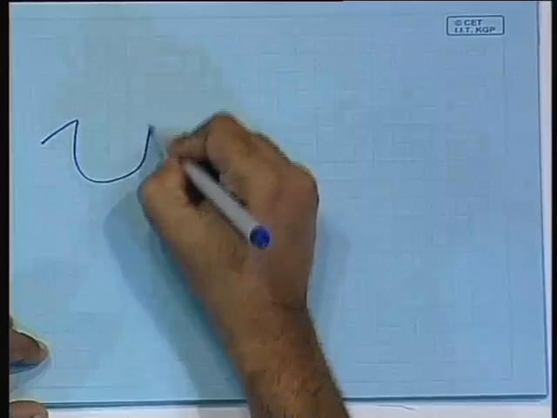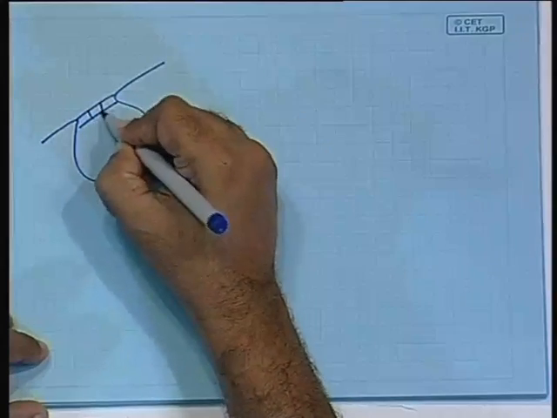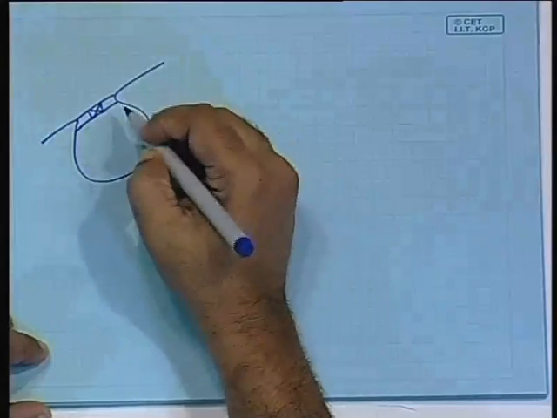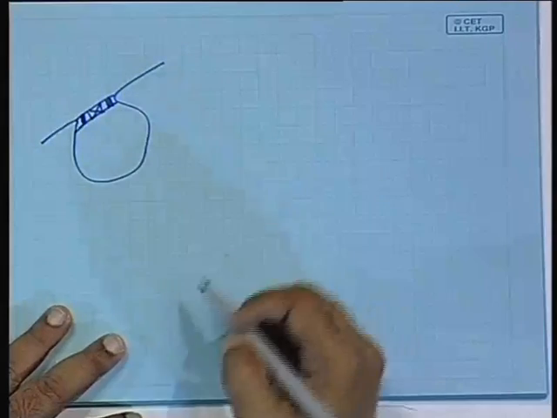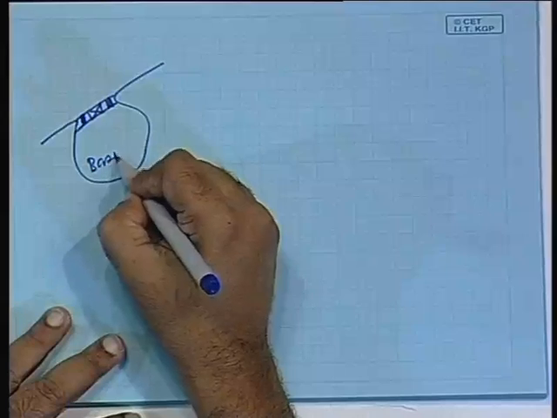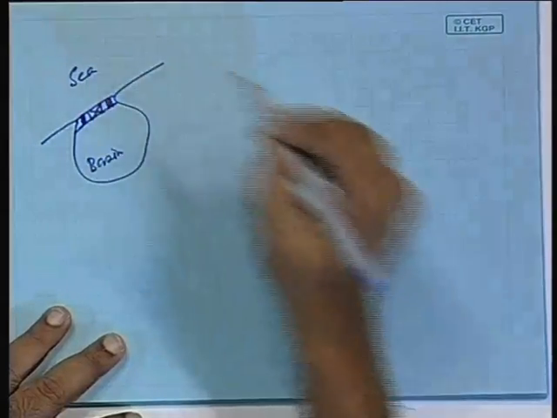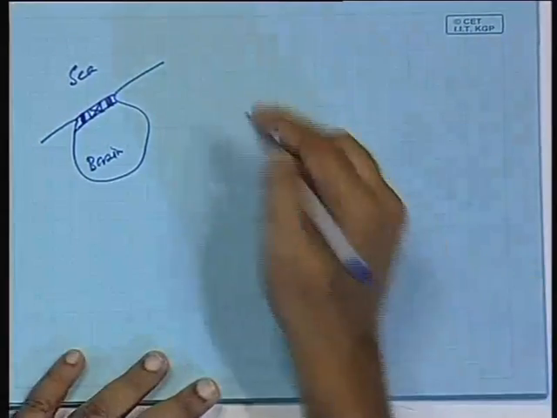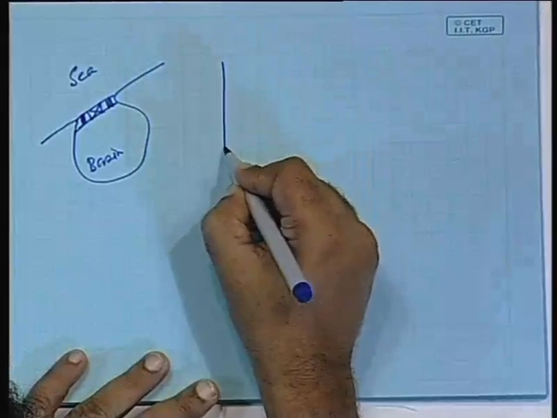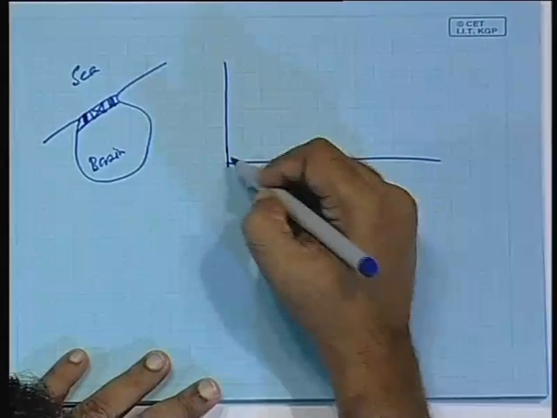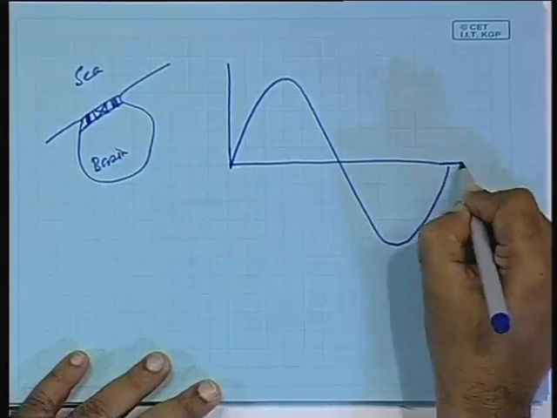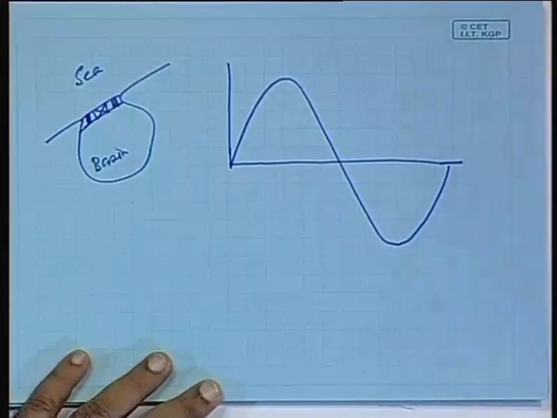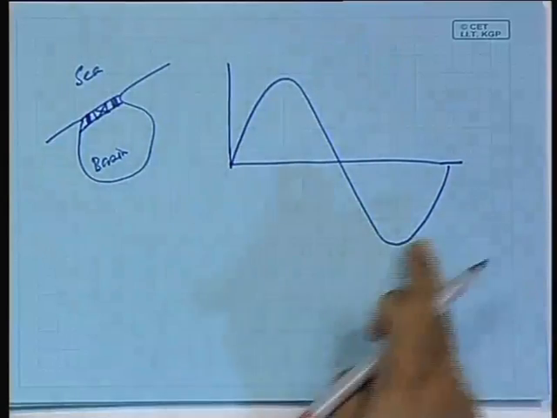Now, if you have a two-way turbine, again the shape of the scheme is very similar. You have the sluice gates here, this is the basin and this is the sea. You have the tidal variation like this, a sinusoid. Now, this is the seawater level variation.